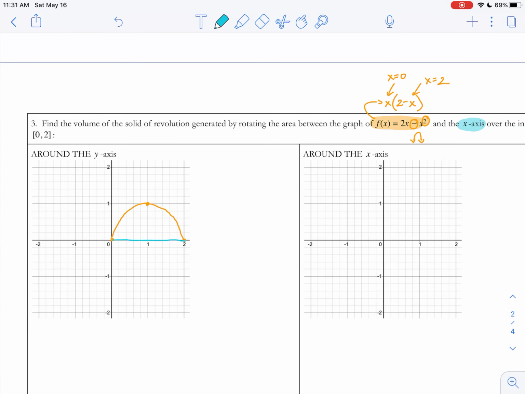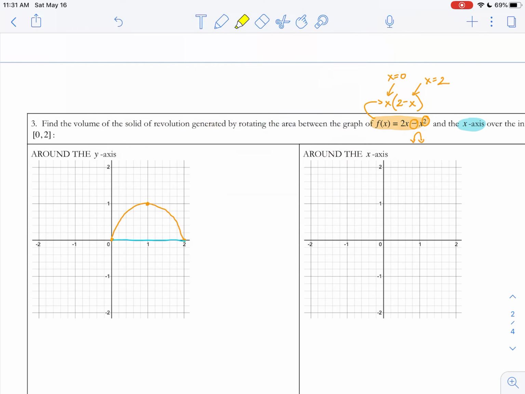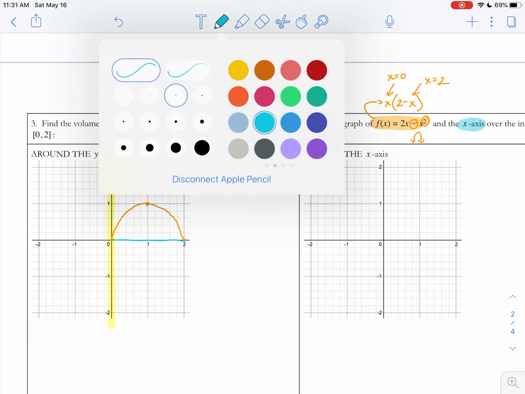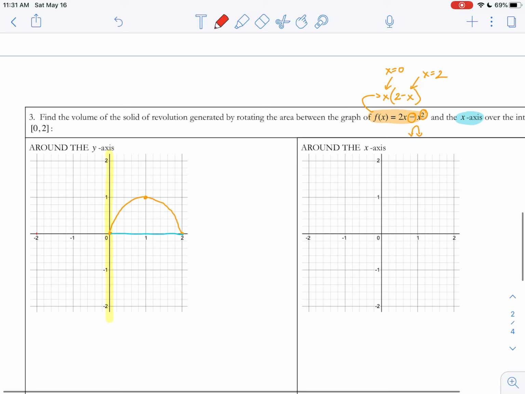So now let's take a look at what our reflection or rotating around this y-axis will look like. All right. So if I'm revolving around the y-axis, then I will get this and this and this and end up with that. Okay.